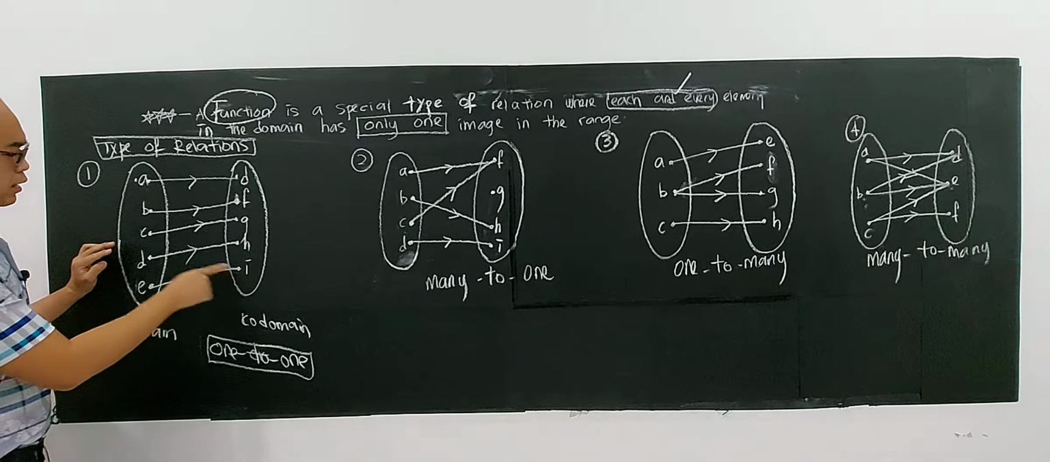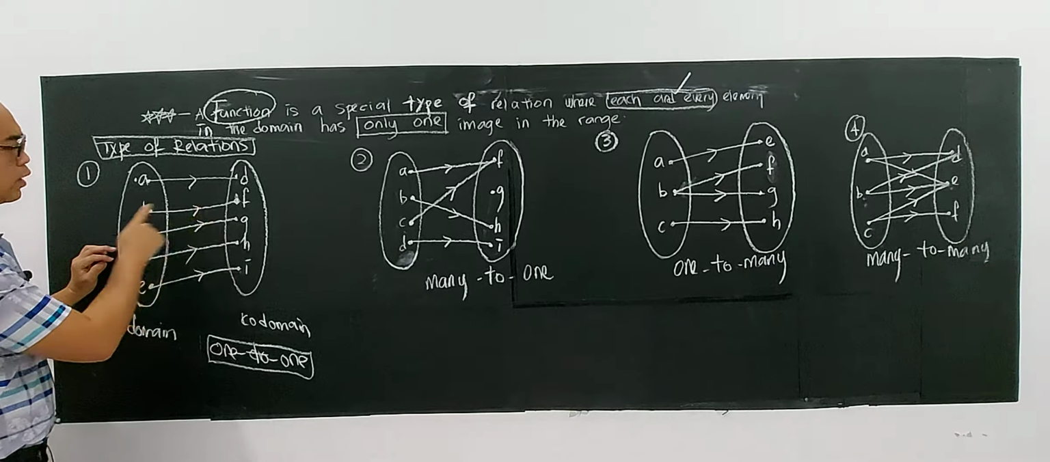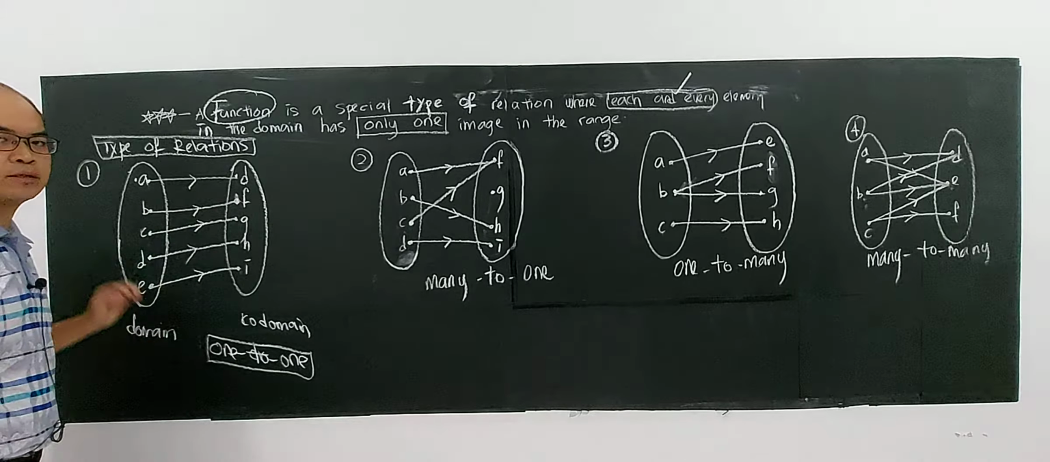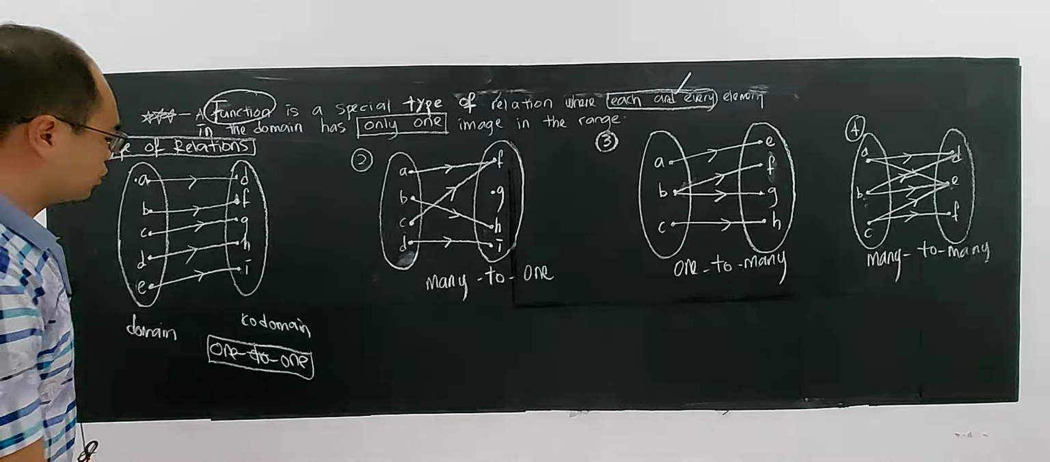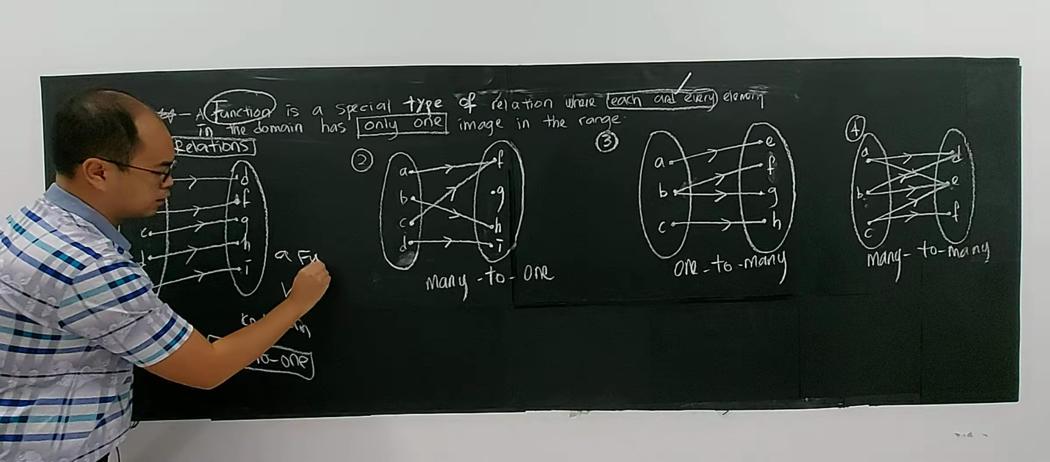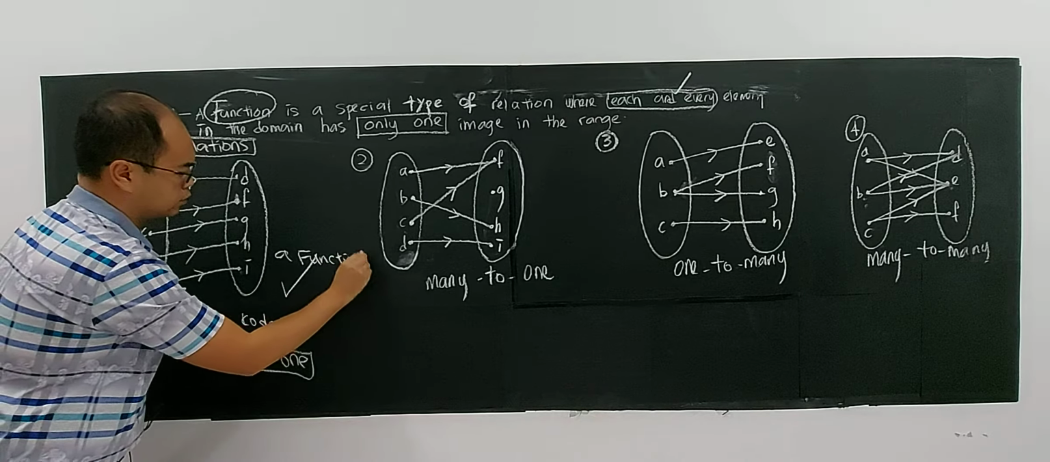So you see, this one has one. Every object here has only one image here. So this is a function.